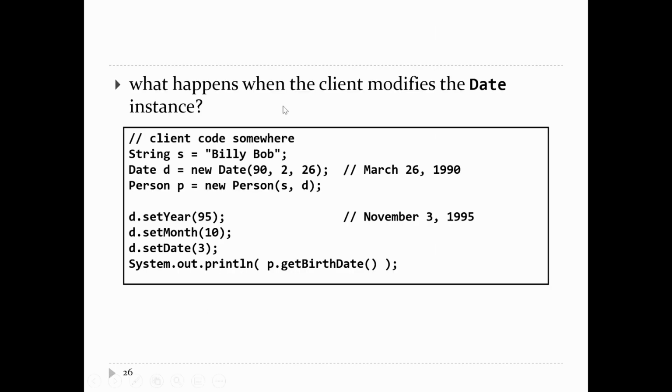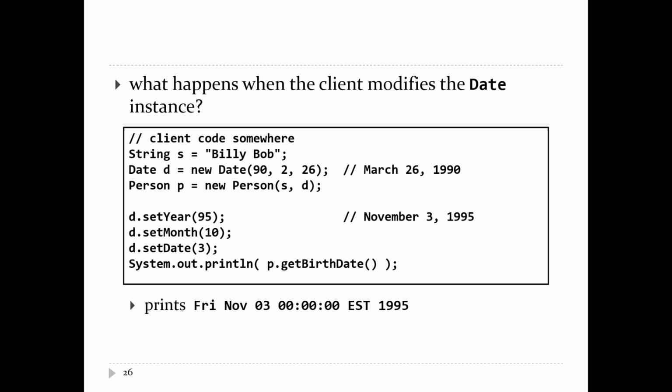So what happens if the caller of the constructor changes the date? So they set the year to 1995, they set the month to November, and they set the day to 3. So in other words, they take their date object and they change it to November 3rd, 1995. If you ask the person object, what is your birth date, it's no longer March 26, 1990. It now becomes November 3rd, 1995.